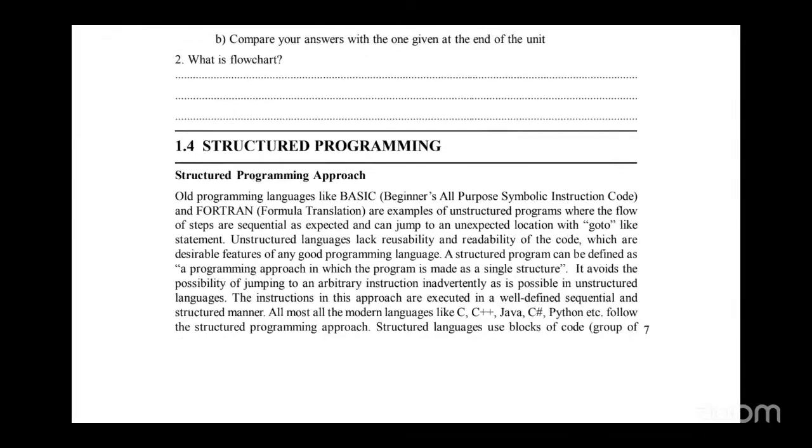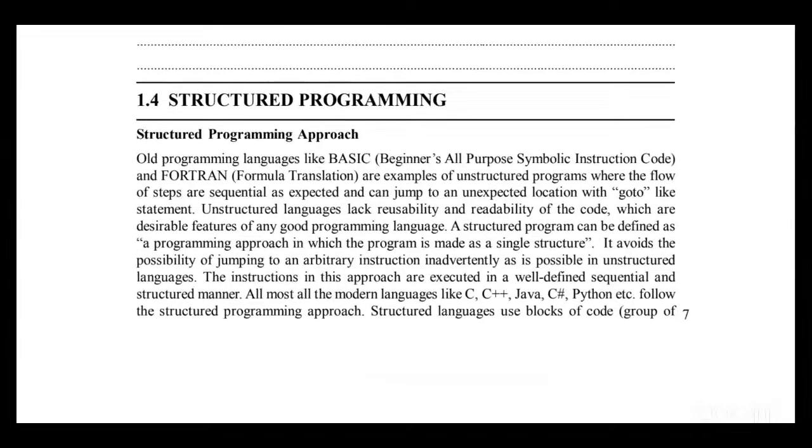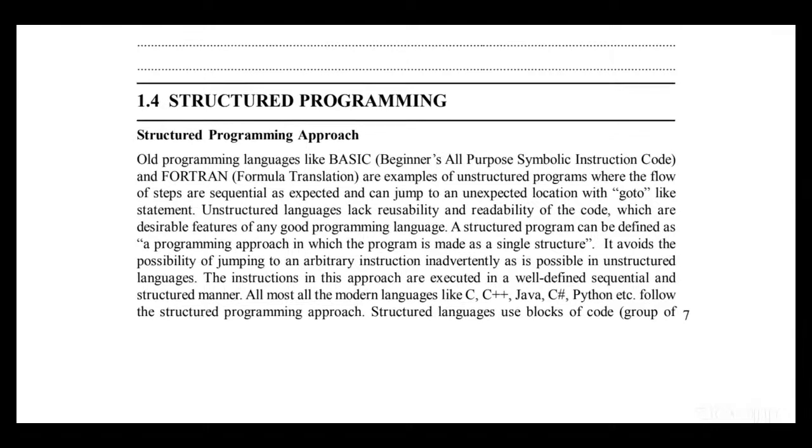Next, structured programming. Old programming languages like BASIC, FORTRAN, and COBOL are examples of unstructured programs, where the flow of steps is sequential as expected but can jump to an unexpected location with a GOTO statement. Unstructured languages lack reusability and readability of code, which are desirable features of a good programming language.